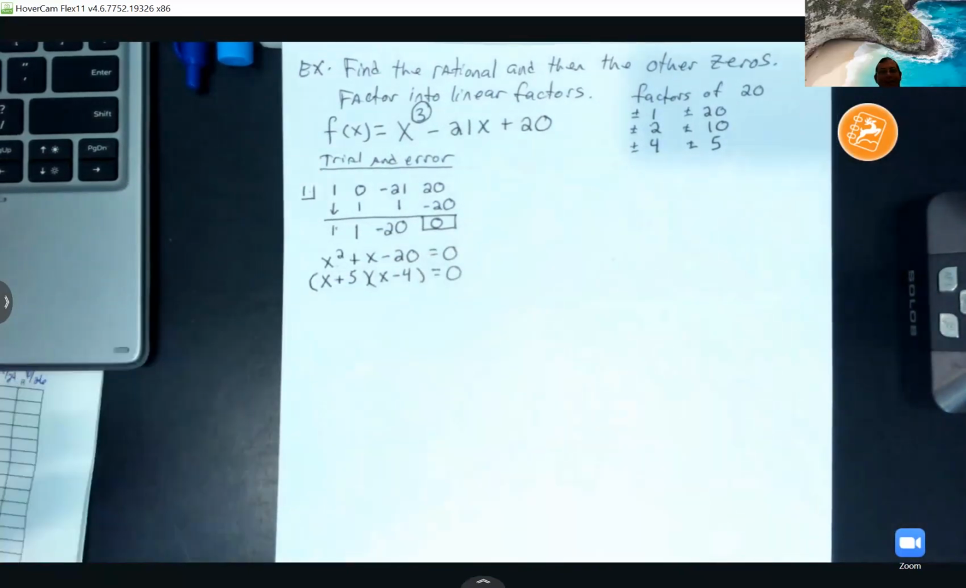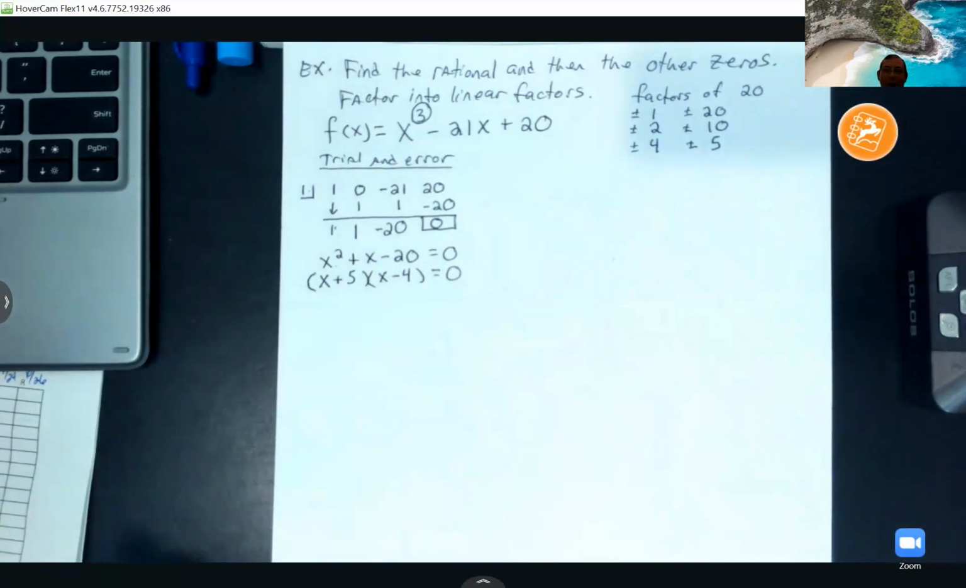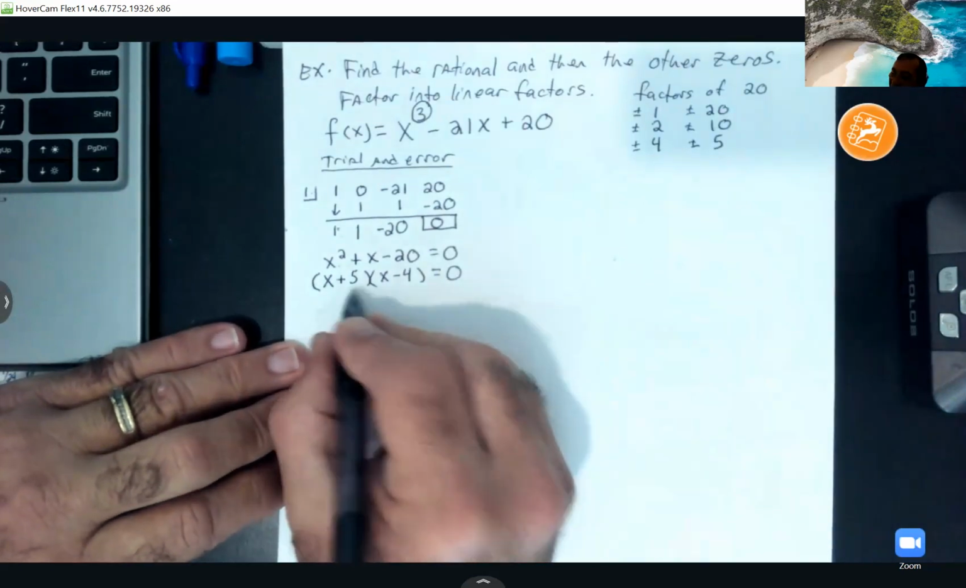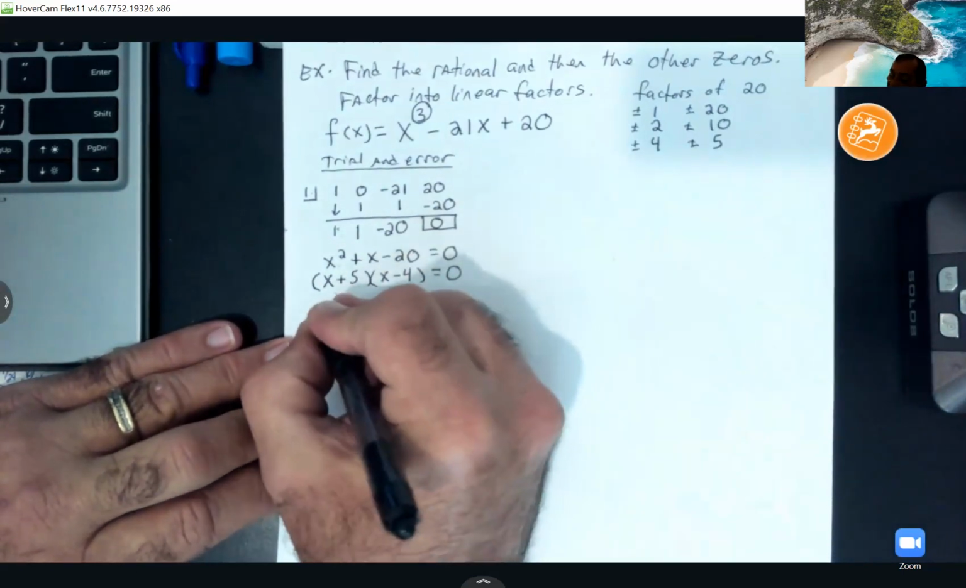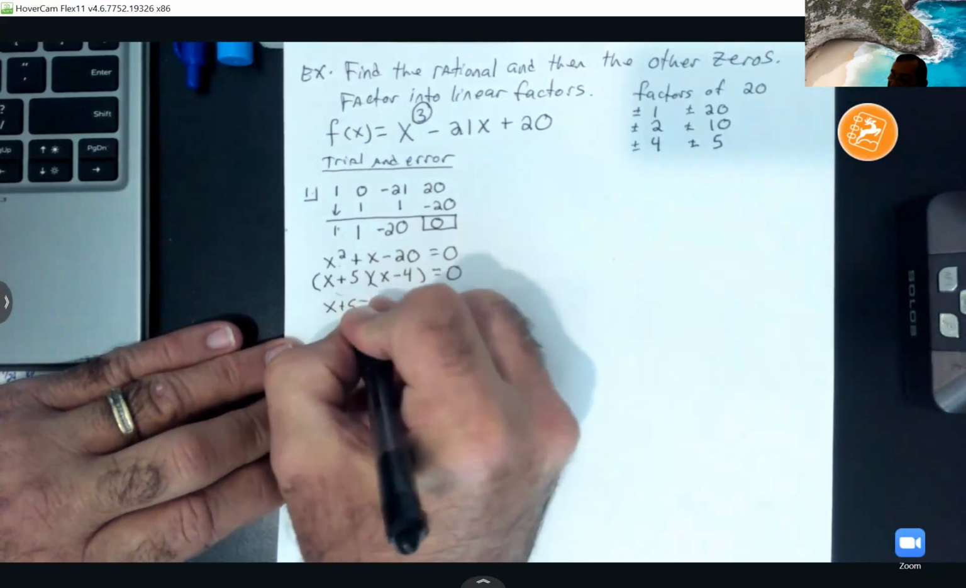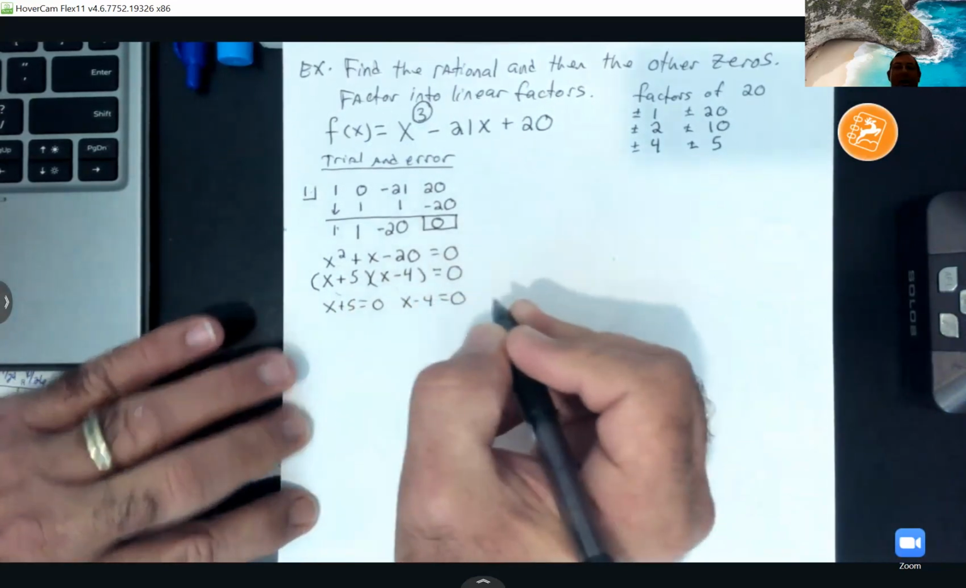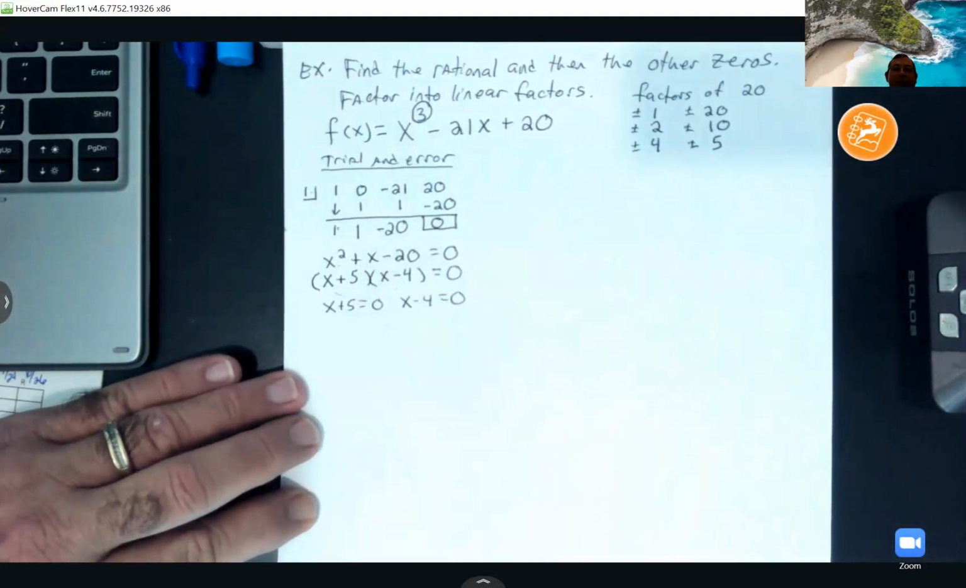Perfect. Always the larger number has the same sign as the middle. Good job. All right, y'all, I got my last two. So it did factor. So now we can set x plus 5 equal to 0, x minus 4 equal to 0, and get those last two zeros.